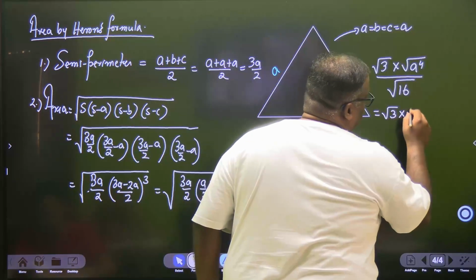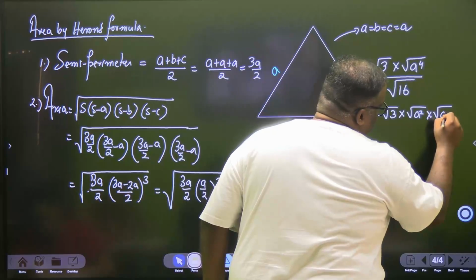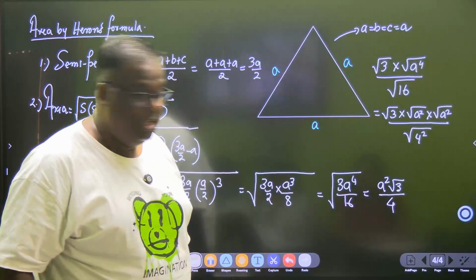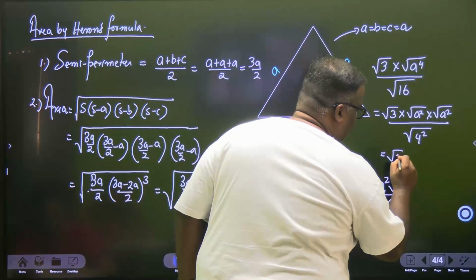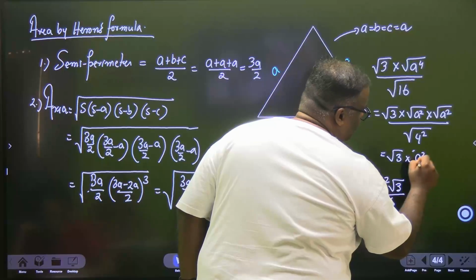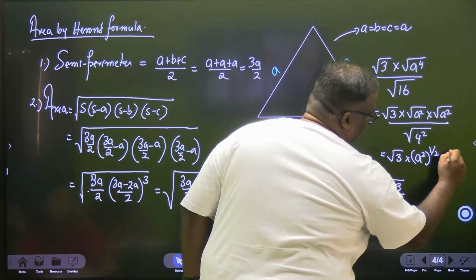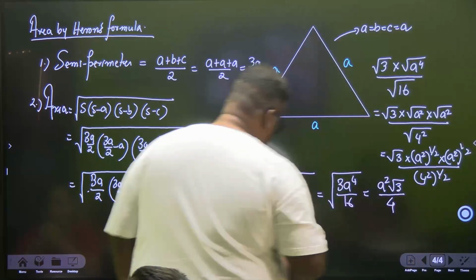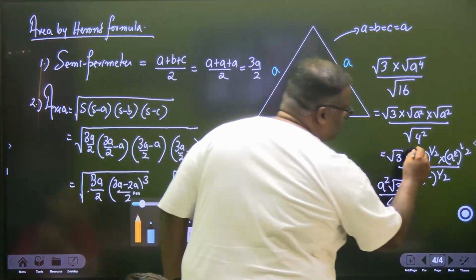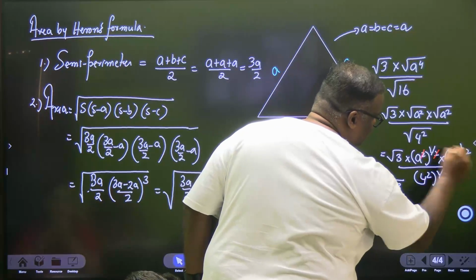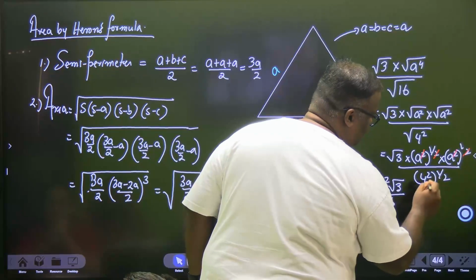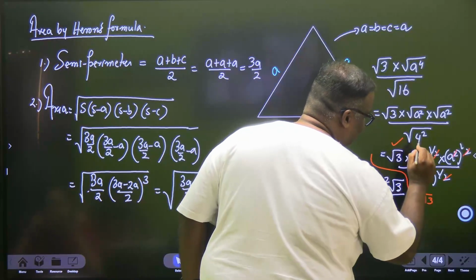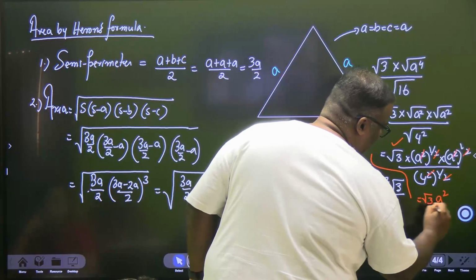More baby steps. Root 3 into root A square into root A square divided by root of 4 square. You need further baby steps, I'll give you. Root 3 into A square to the power half into A square to the power half divided by 4 square to the power half. Children, now take your red pen. Square and square cancel. This and this cancel. And this will leave you what? A root 3, A into A square, the 4 standing alone.